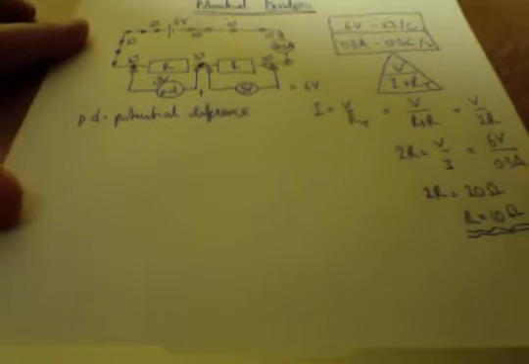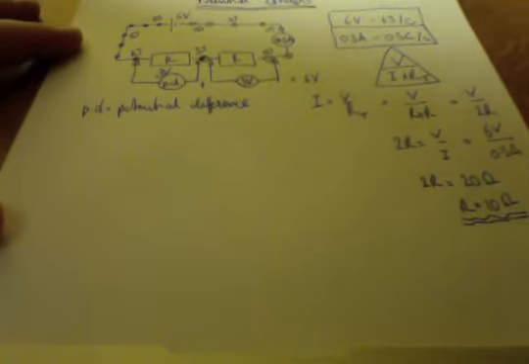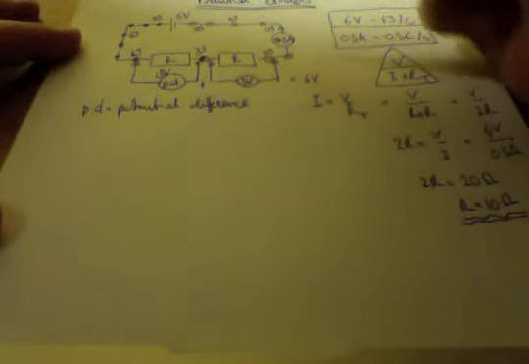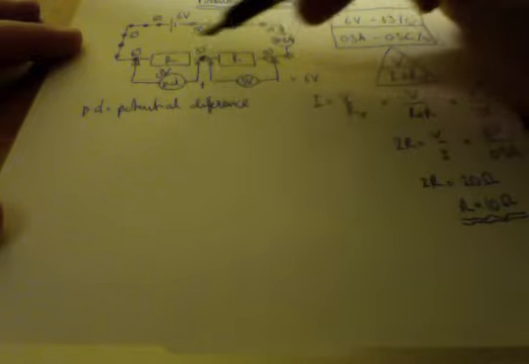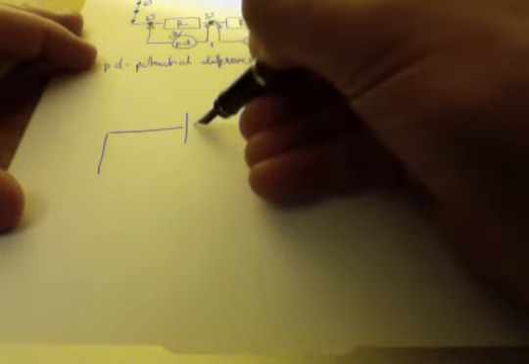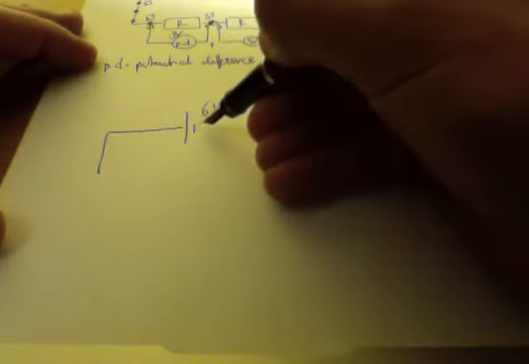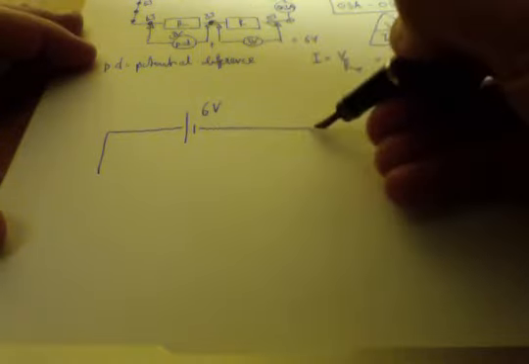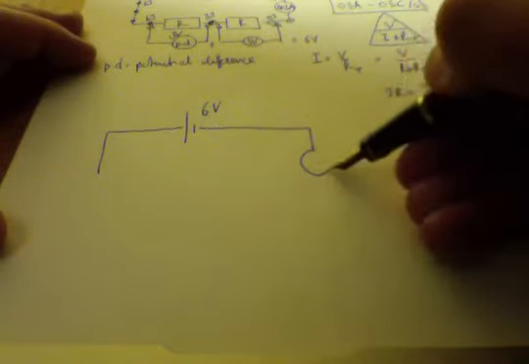Okay, good. So that just recaps basic circuit theory. Now what we're going to do is start varying these resistances so they're no longer equal. Let's take a look at the next one. All other things being equal, we still have a 6-volt battery. That means it's delivering 6 joules to each coulomb.